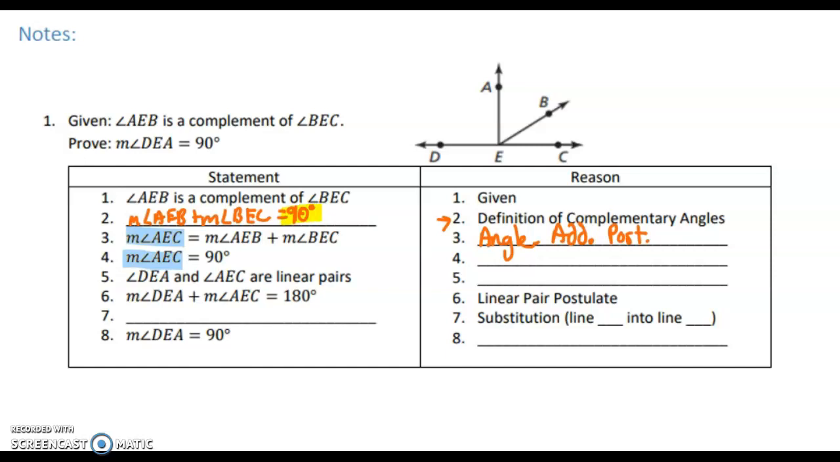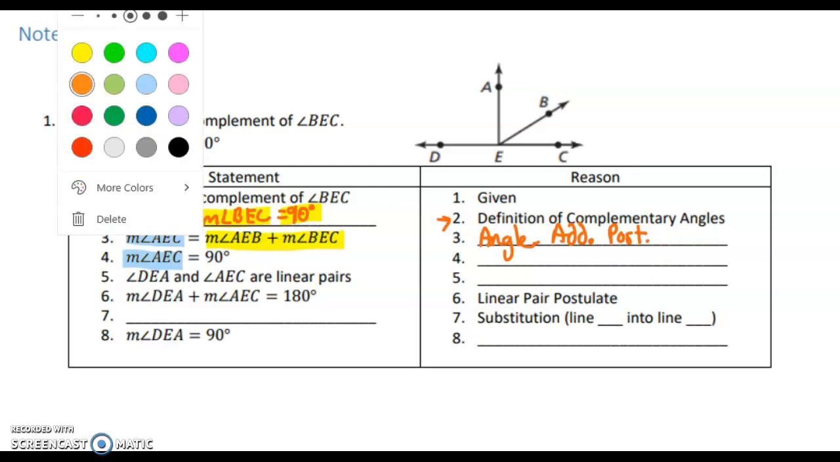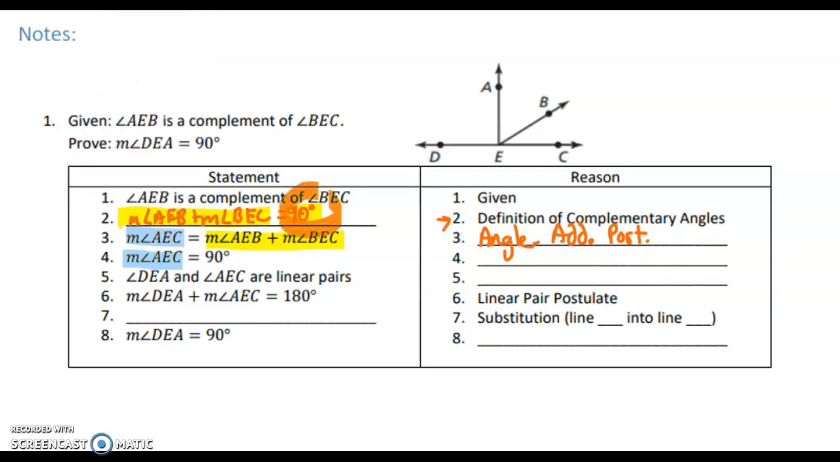Now the 90 I see on line 2. Do you guys see that AEB plus BEC equals 90? So AEB plus BEC equals 90. Well, on line 3, we also have AEB plus BEC. So if they equal 90, then I can take the 90 degrees, oops, sorry, I'm a highlighter. I can take the 90 degrees and substitute it in for all of this highlighted stuff.